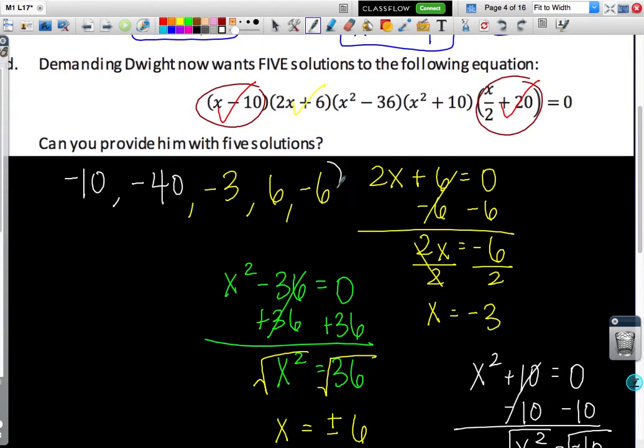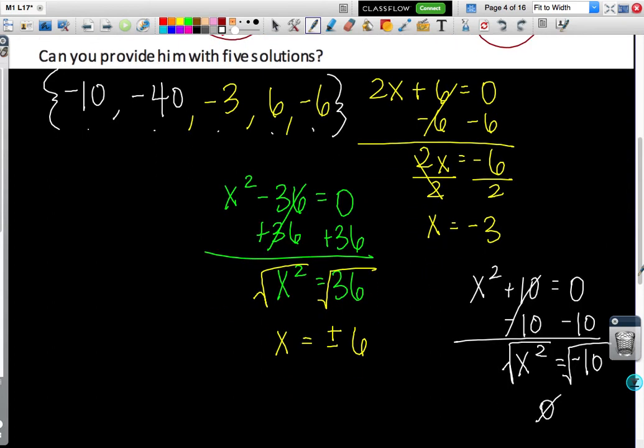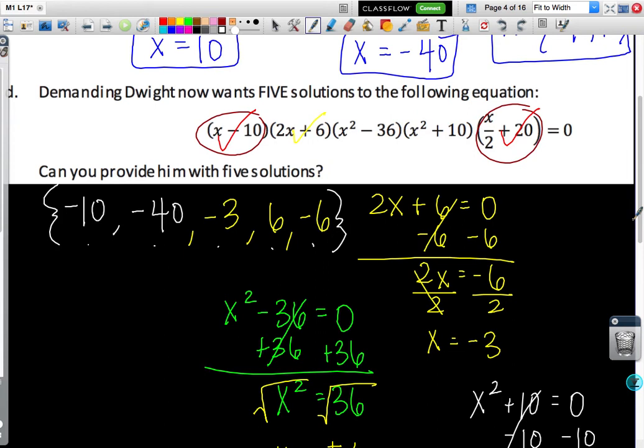So these are our 5 solutions. And Demanding Dwight wanted us to know if we were able to get 5 solutions. 1, 2, 3, 4, 5, and yes, we were. So although this x squared plus 10 gave us no solutions, this x squared minus 36 was able to give us 2. So together we were able to come up with 5. So again, all we did was take each factor or each set of parentheses and set it equal to 0.